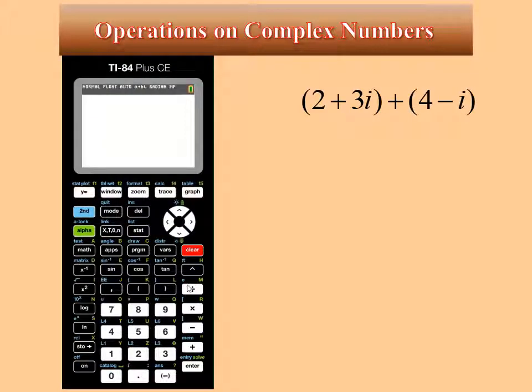We can enter this complex operation into our calculator just as we see it written. We'll use the parentheses 2 plus 3i. Now the i is up above the decimal key, and we have to push the second key and the decimal to get the complex i. So there's 2 plus 3i plus 4 minus i on our calculator.